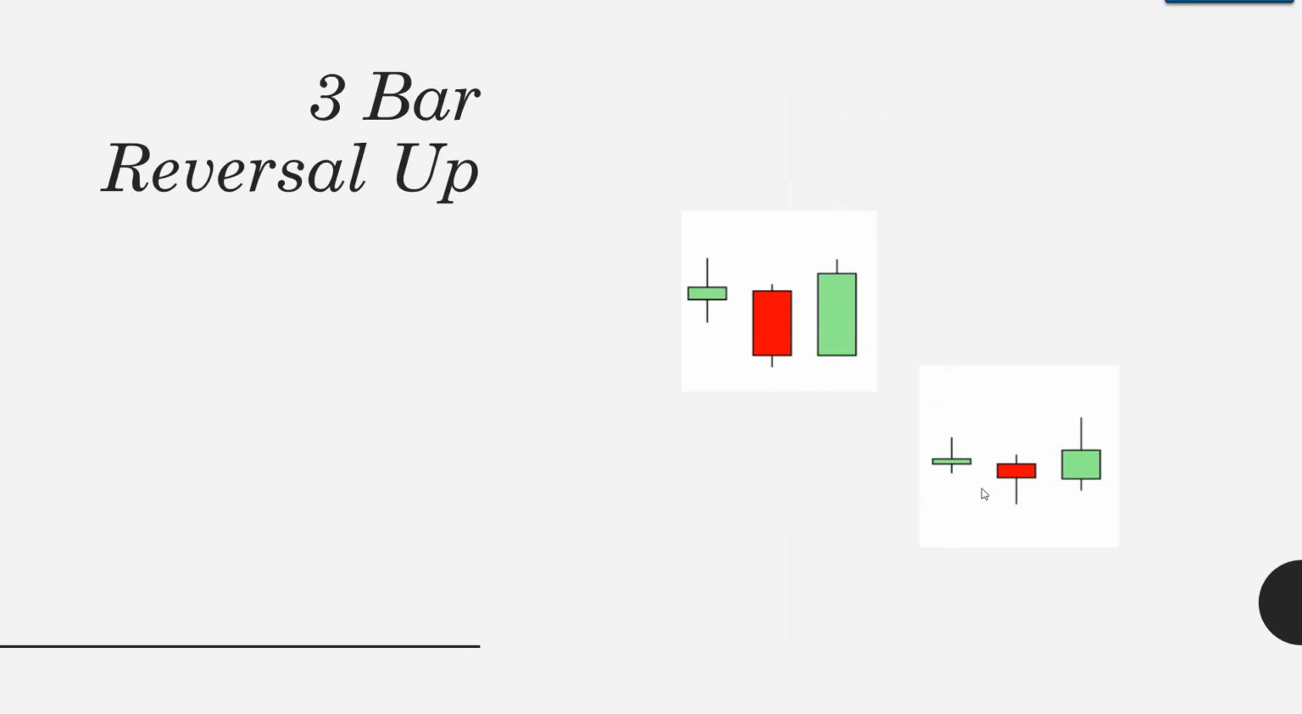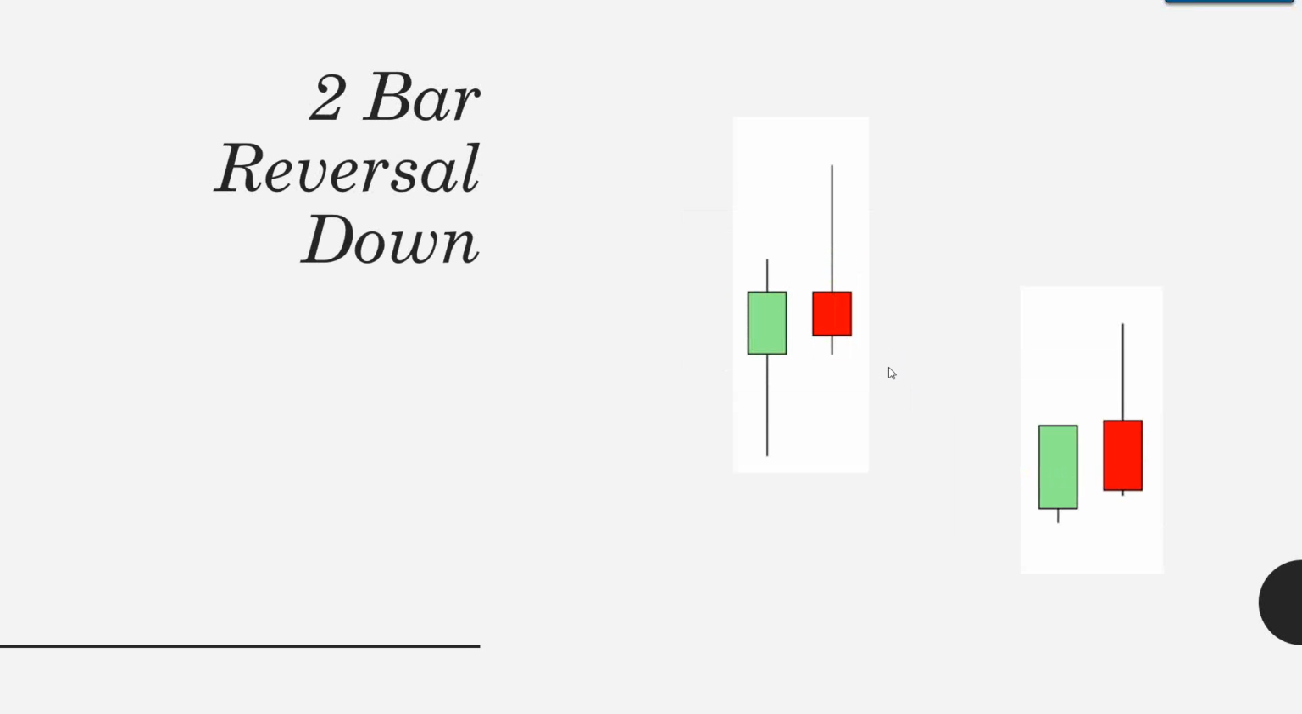Now, this next formation is almost the same, except the third bar does not close very strong to the upside. Still says the same thing. The next bar should be an up bar.